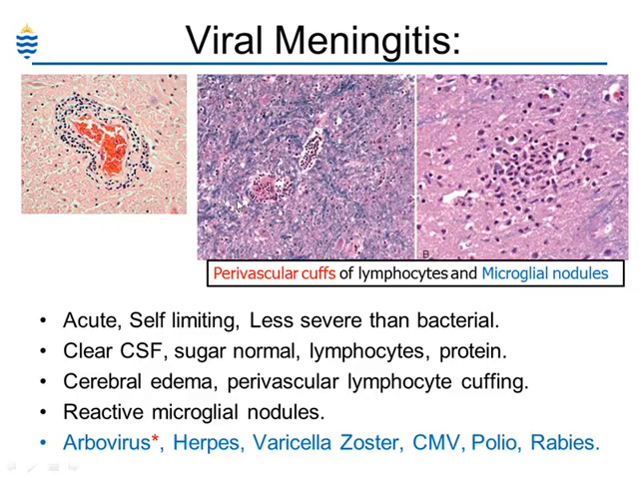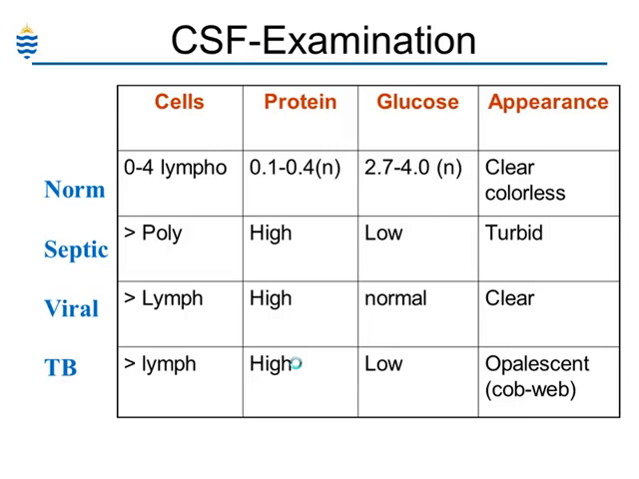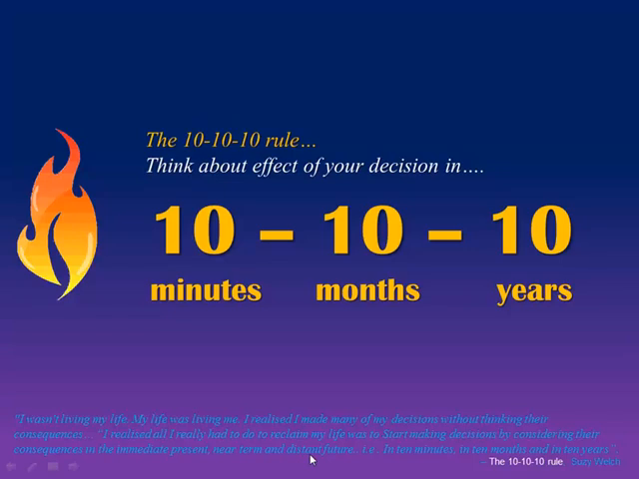Viral meningitis: the only word you need to know is perivascular lymphocytic cuffing, perivascular lymphocyte cuffs and microglial nodules. The microglial nodules are difficult to differentiate, but only perivascular cuffing is more important. A lot of viruses, many different types and many clinical presentations. So, CSF examination: normal, septic, viral and tuberculosis. I am sure you all know very well.